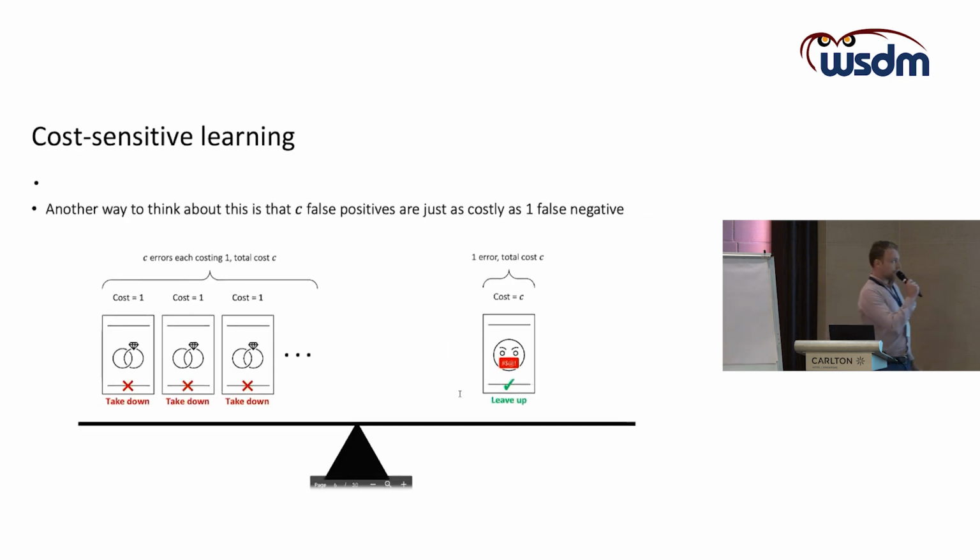Another way to think about this is that C false positives are just as costly as 1 false negative. So that's what it means for a false negative to be C times as costly as a false positive. These are equivalent costs here, and we have C false positives and 1 false negative.